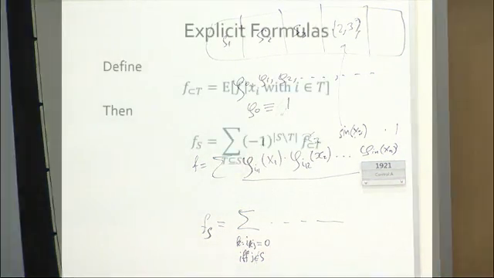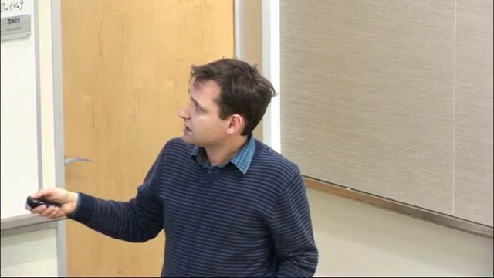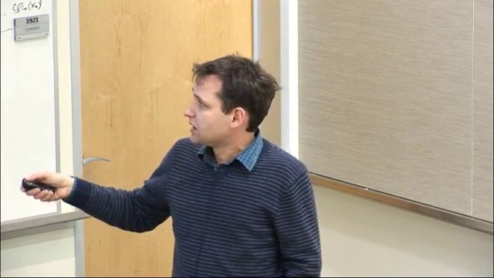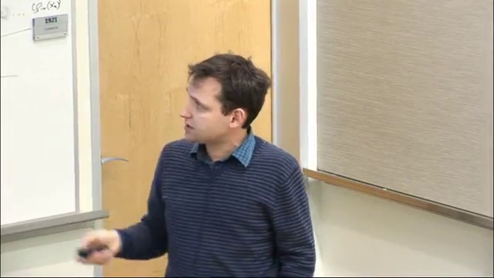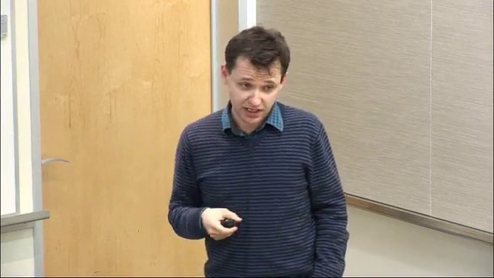Also, we can actually write very simple explicit formulas for computing the Efron-Stein decomposition. And the Efron-Stein decomposition is defined uniquely. So there is only one Efron-Stein decomposition for every probability space. So first, we define these functions f subset t by this formula. So it's the expectation of f given xi's with i in t. And then we use the inclusion-exclusion formula to get this expression for fs.